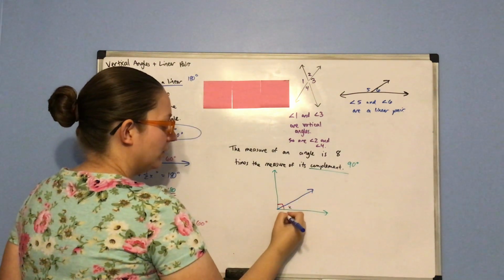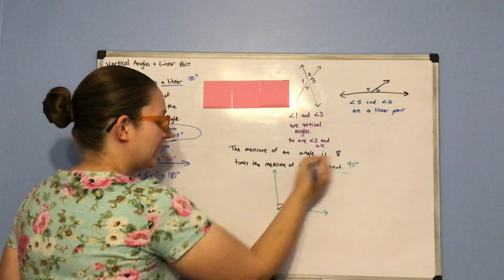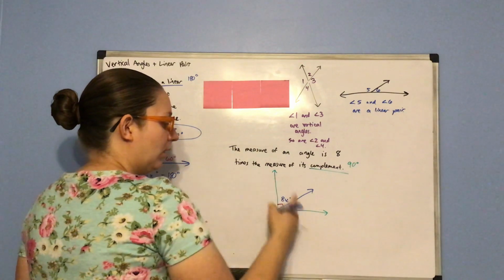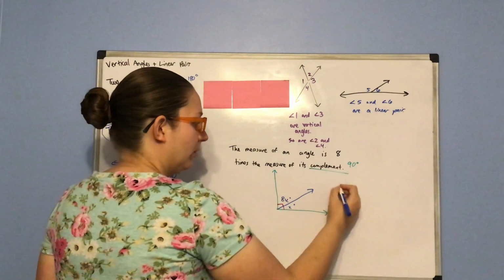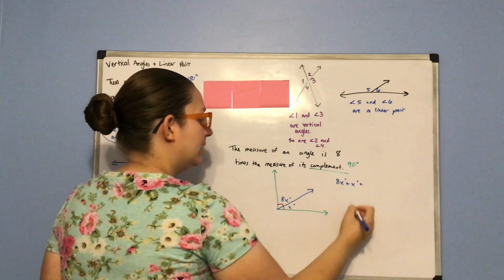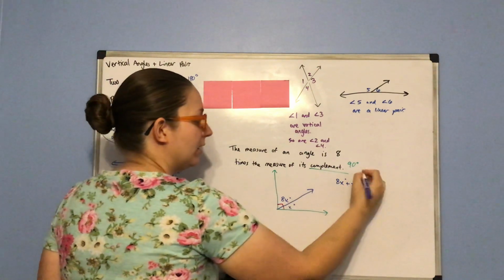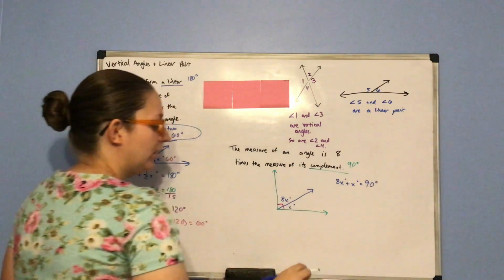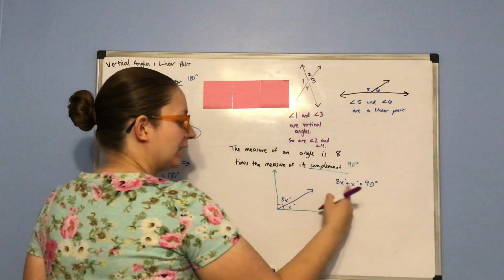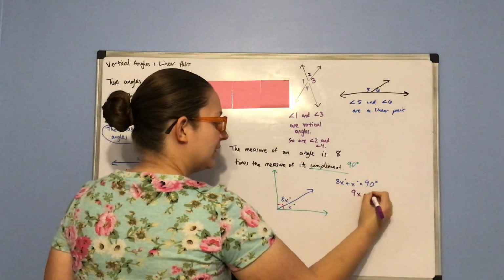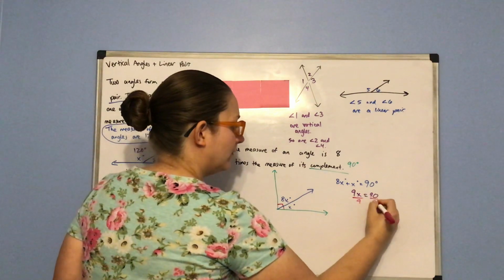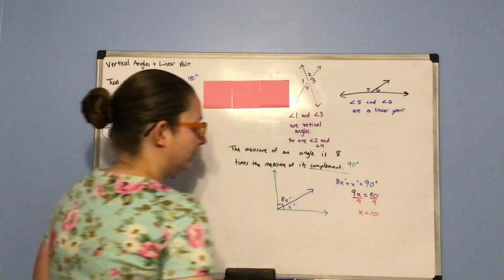I'll call one of my angles x. The other angle is 8 times that, so 8x. Going by what we see in the picture and what we know in the words, those two angles, by the angle addition postulate, since they are complements of each other, they need to add up to 90 degrees. Now we need to solve that equation. 8x plus x gives us 9x. And then when we solve that for x, we get x equals 10.